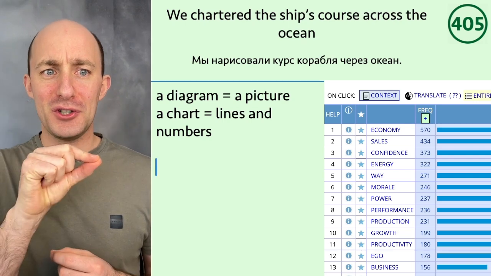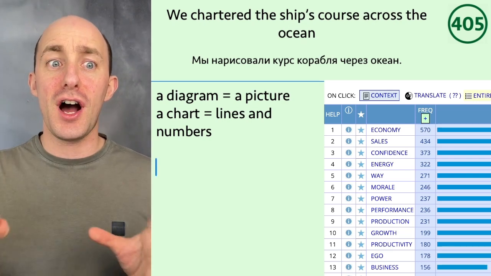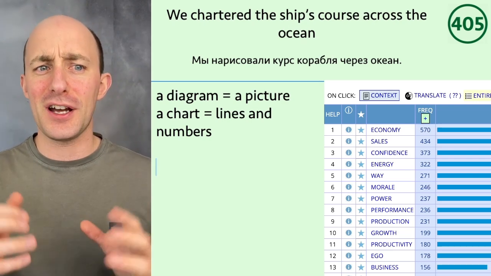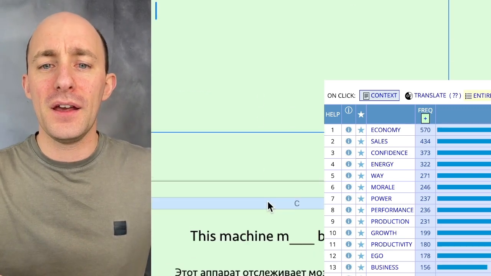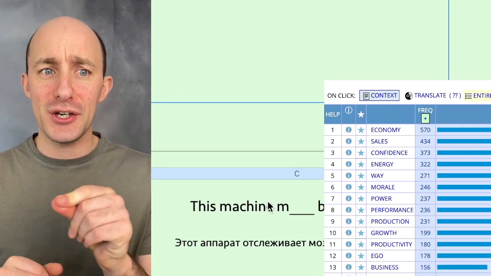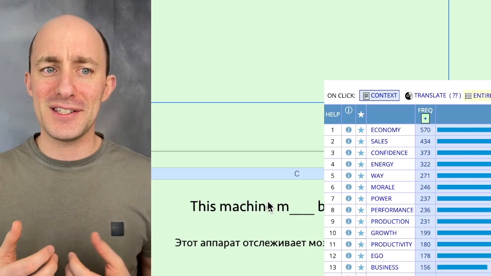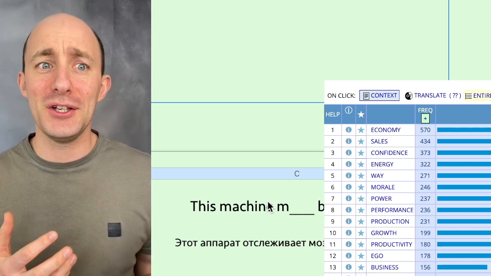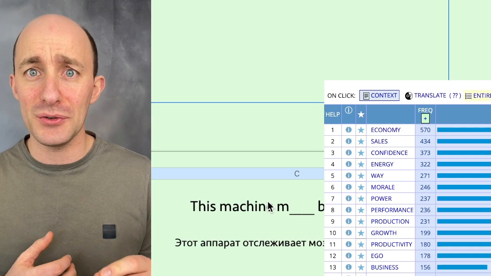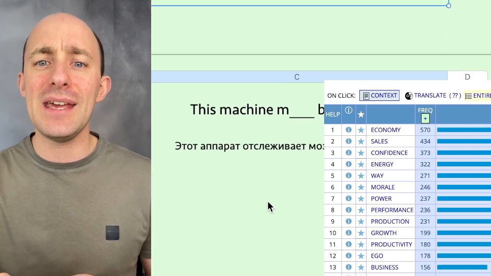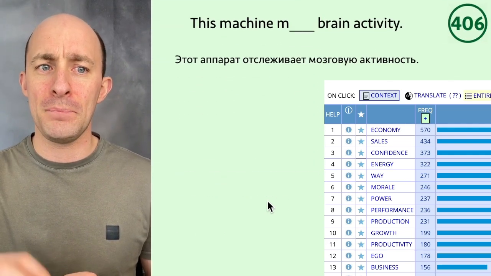Perhaps search for charts. Do a Google image search for charts. See what you get, and that should give you an idea of how we use the word. In general, image searches are quite good ways to understand the way that a word is used. So yeah, of course you can use a dictionary, but especially for nouns, it's often good to use an image search. So think about that.